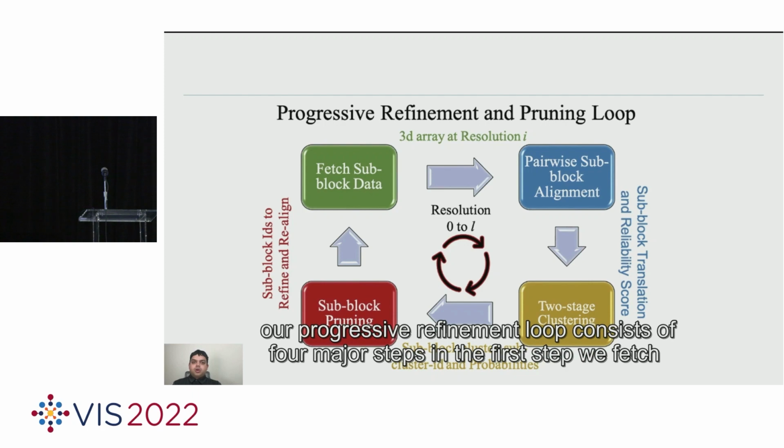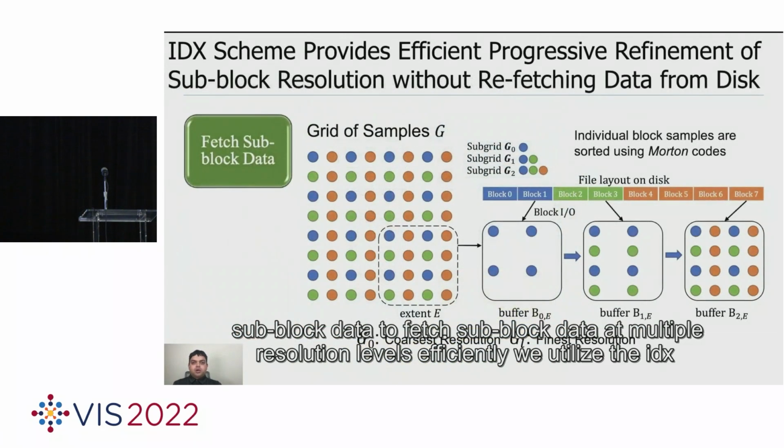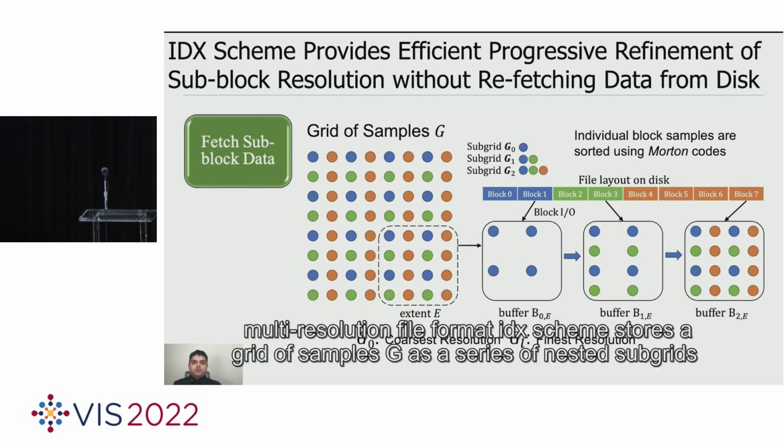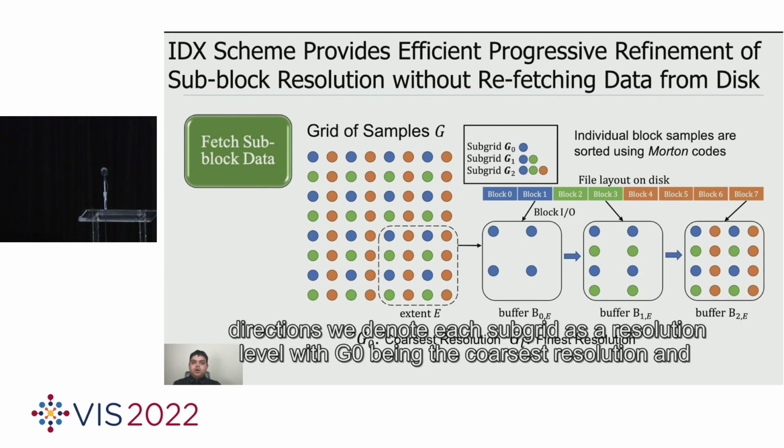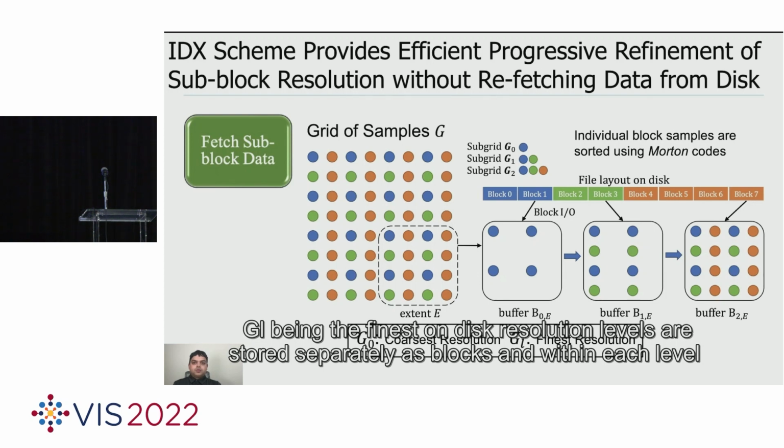Our progressive refinement loop consists of 4 major steps. In the first step, we fetch subblock data. To fetch subblock data at multiple resolution levels efficiently, we utilize the IDX multi-resolution file format. The IDX scheme stores the grid of samples G as a series of nested subgrids, with each subgrid containing half the number of samples as its parent in one of the access directions. We denote each subgrid as a resolution level, with G0 being the coarsest resolution and GL being the finest.